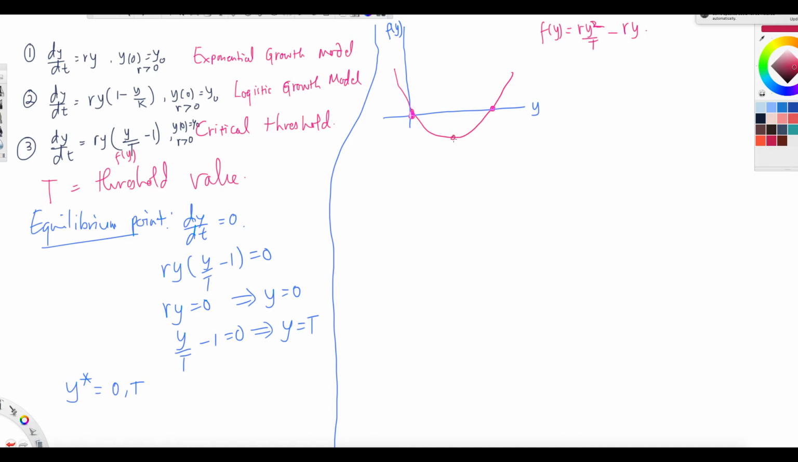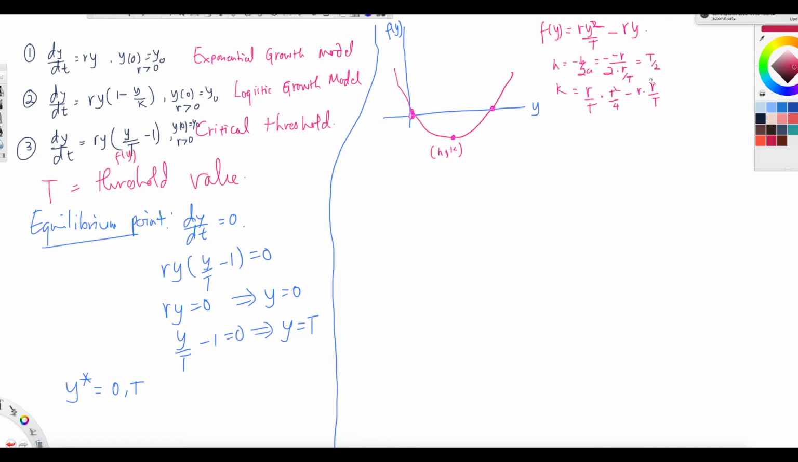If you want to find the vertex, you do h equals negative b over twice a. That will be negative r over 2 times r over t, right? You get t over 2. And similarly, if you plug in t over 2 here, what do you get? So k, because we did not buy hk, right? The vertex, from college algebra, is f at h. So that will be r over t times t squared over 4 minus r times r over t, right? What do you get?